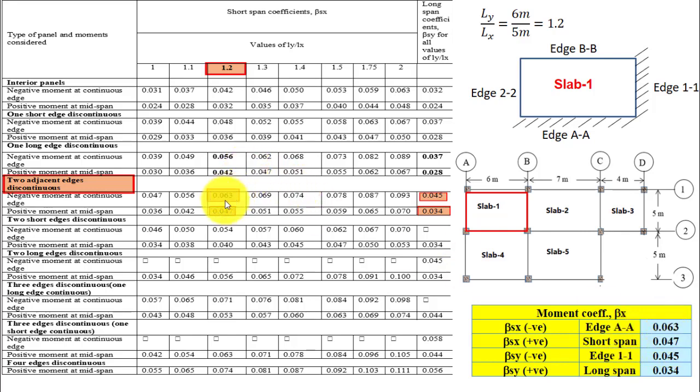Okay, we read from here. What's next? Beta sy. Here, beta sy is not dependent on Ly divided by Lx, so all values are equal. Therefore 0.045 and 0.034 come. Beta sy negative equals 0.045, beta sy positive equals 0.034.